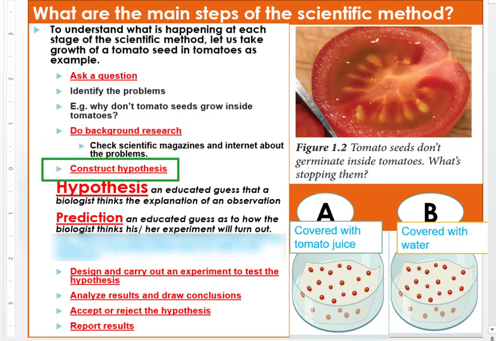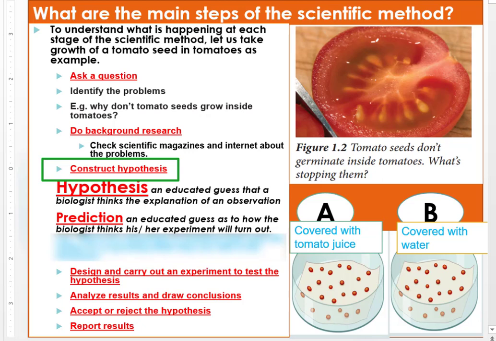After we have accomplished the background research, we have to construct hypotheses. First, we need to define what a hypothesis is. A hypothesis is an educated guess that a biologist thinks is the explanation of an observation. So, based on the example we have taken, we can develop a hypothesis: there are chemicals in tomatoes that stop seeds from growing while they are still in tomatoes.